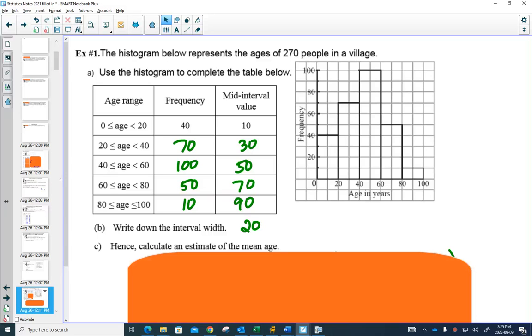So what we do to estimate an average, does it make sense by saying, well, let's just pretend all 40 of those are 10 years old, and all 70 of these are 30-year-olds. Maybe as opposed to continuous, age is continuous, right? If it wasn't, it'd be like you're 10 and then boom, you're 30. You're 10 for 20 years and then you turn 30 for the next 20 years.